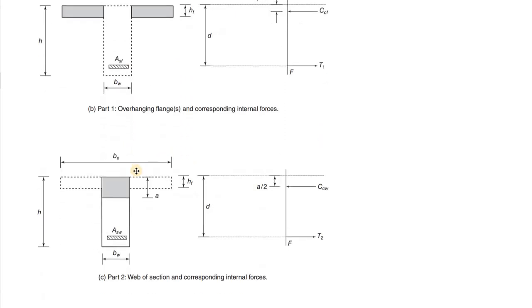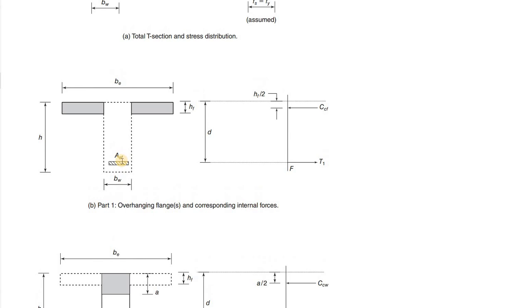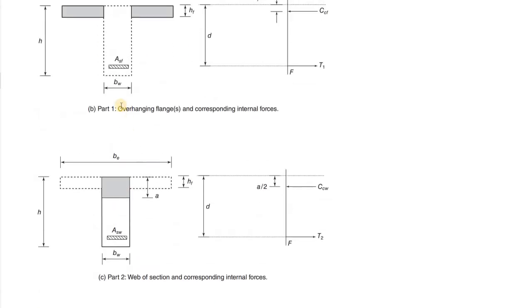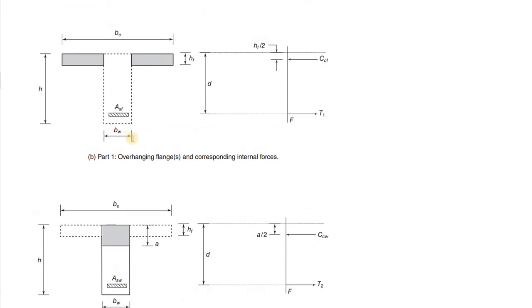And accordingly, we will divide the total area of tension reinforcement into two parts, ASF and ASW. Again, this is just a theoretical imaginary division of AS. There is no such thing practically, physically existing as ASF and ASW. This is just a theoretical or imaginary division of AS. We will see what ASF is and what ASW is in the upcoming discussion.